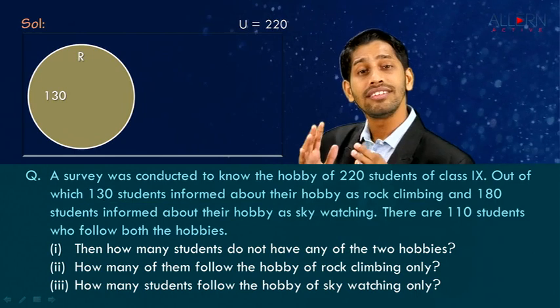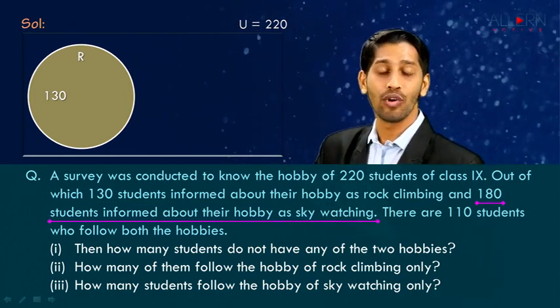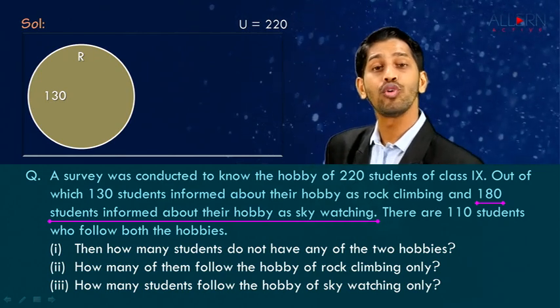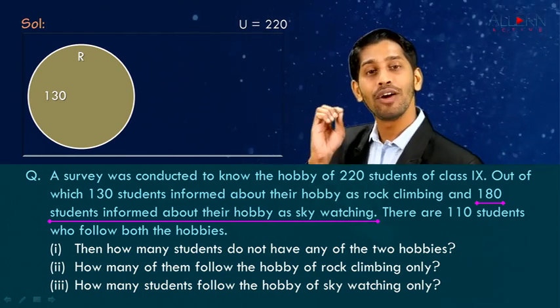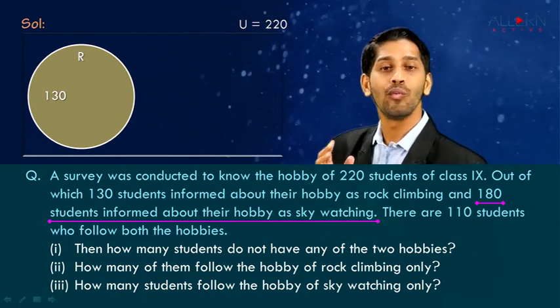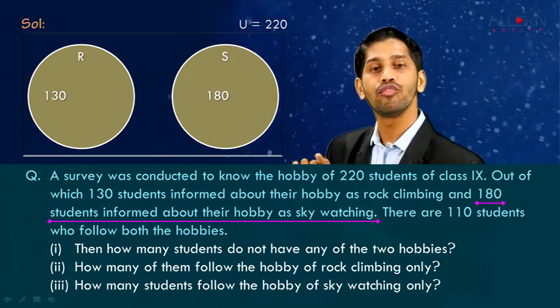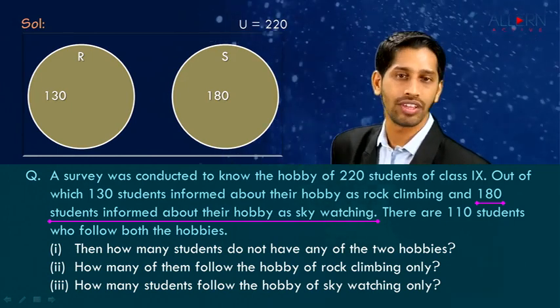Then it says that 180 students informed about their hobby as sky watching. That means for sky watching we have to draw one more circle and name that circle capital S, and we'll write the number 180 inside that circle. So we have drawn two circles, one for rock climbing and the other for sky watching.